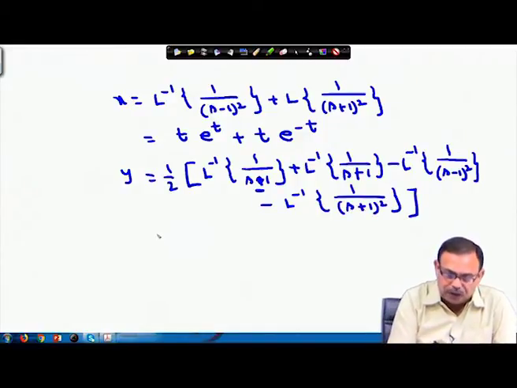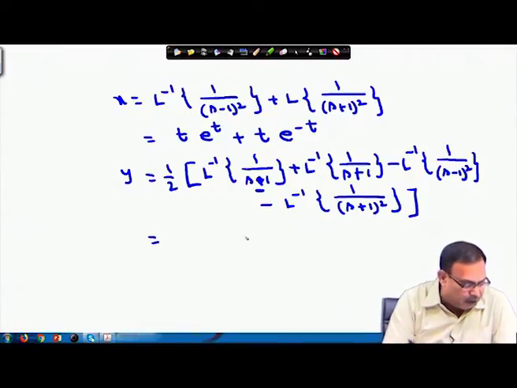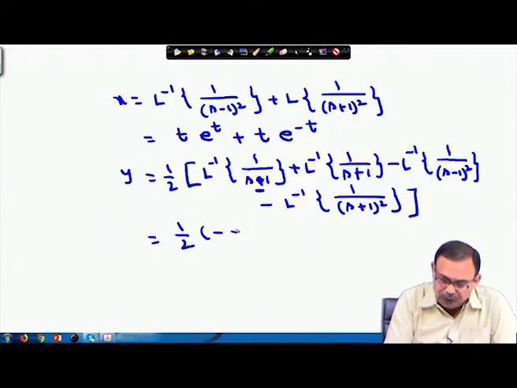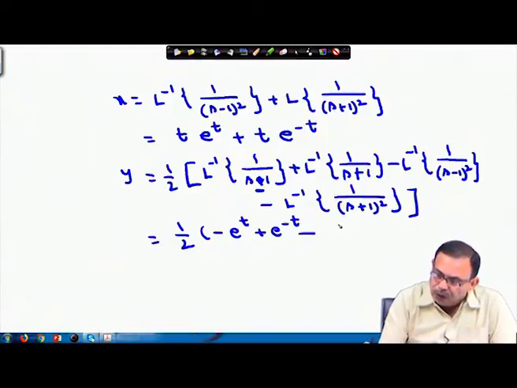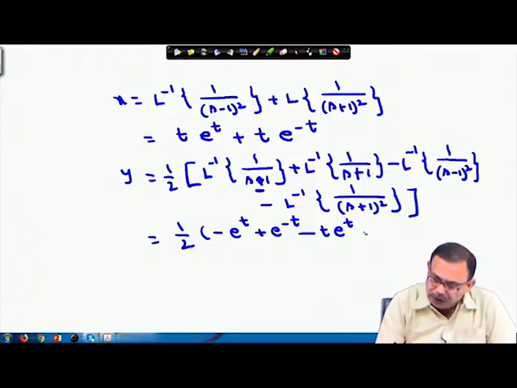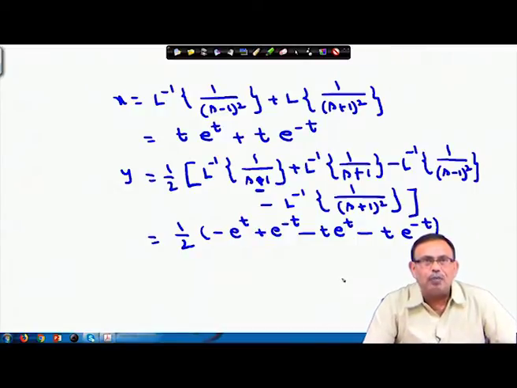And I know the Laplace transform of this using the property in terms of e power. I can always write down this will be minus e power t plus e power minus t, whole square. So, this will be minus t into e power t minus t into e power minus t. So, once I am getting this, this is my solution I am obtaining.